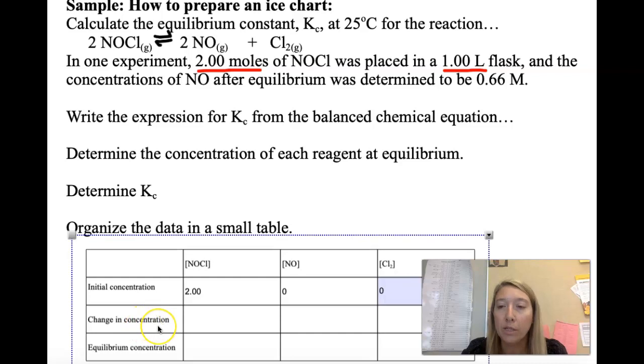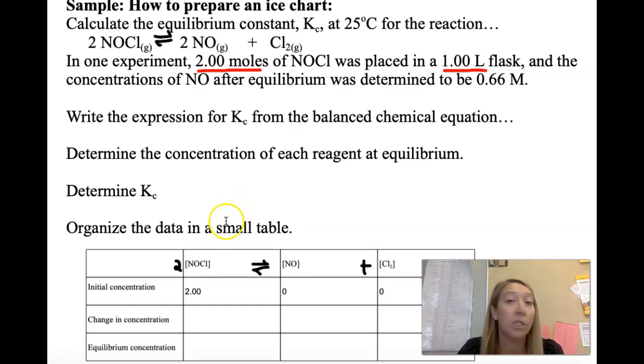So next thing we need to do is we need to assign the change in concentration. So when we assign the change in concentration, we're going to use X's, okay? So some are going to get positive X values and some are going to get negative X values. And that just has to do with which way is our system going to shift to be able to reach equilibrium.